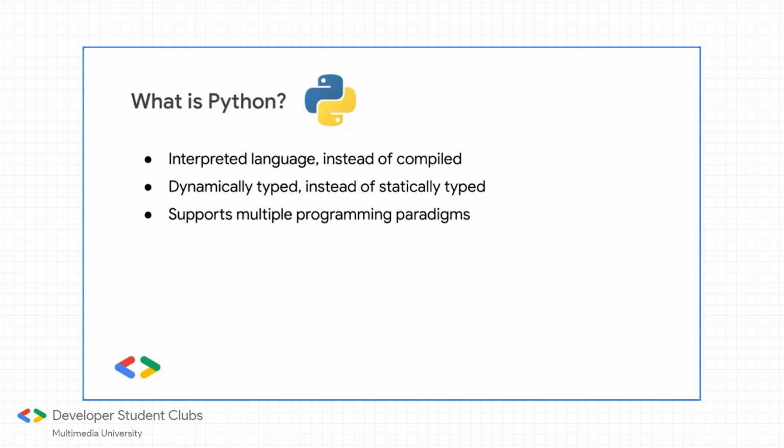And lastly, Python also supports multiple paradigms like standard procedural programming, top to bottom, and object-oriented programming where there are classes and objects and inheritance, and also functional programming.